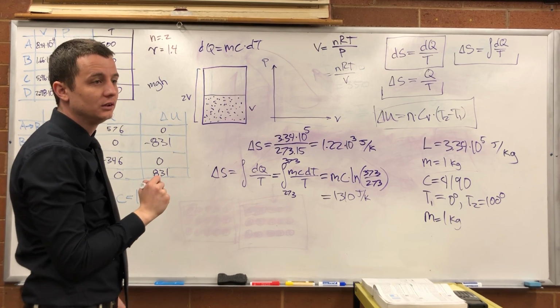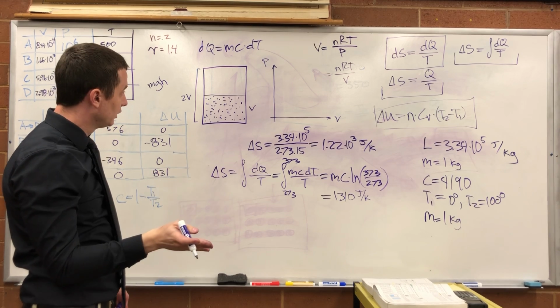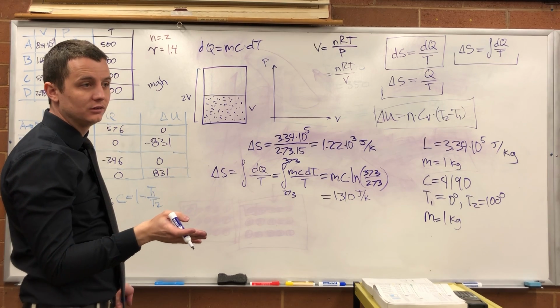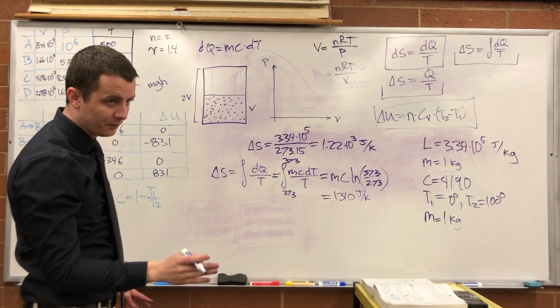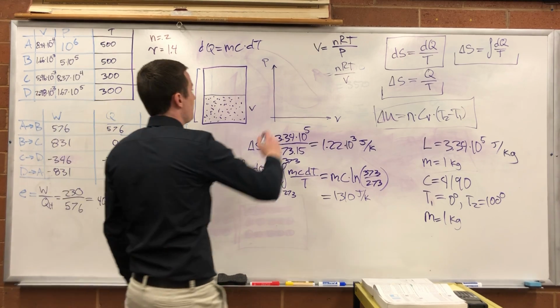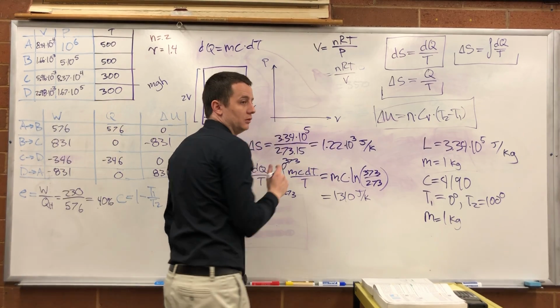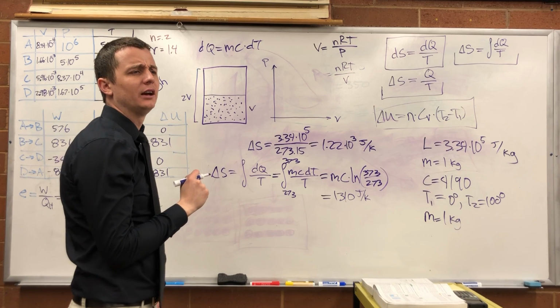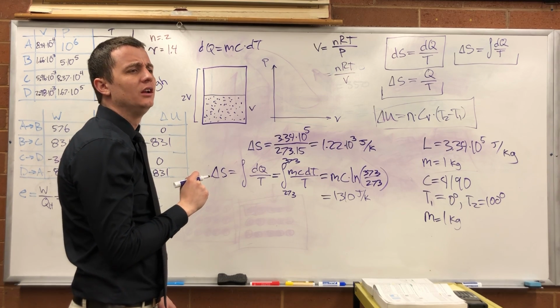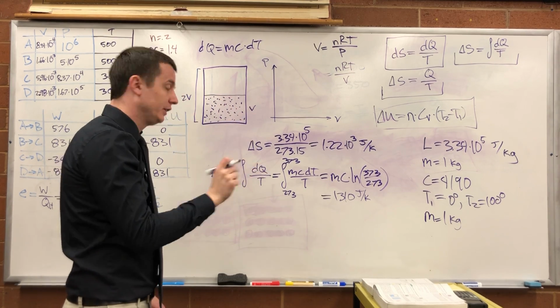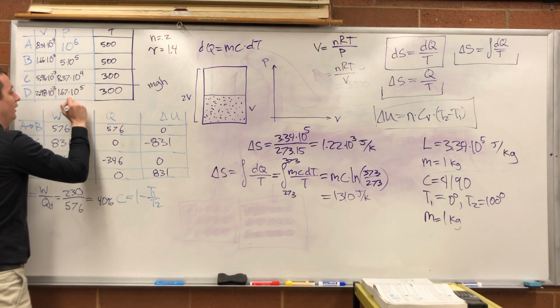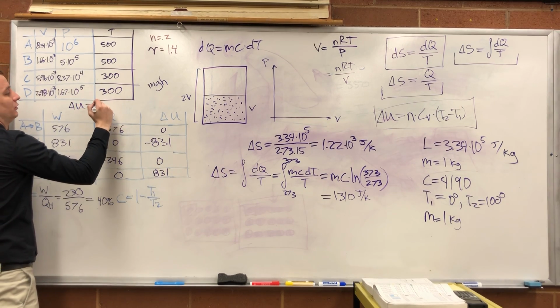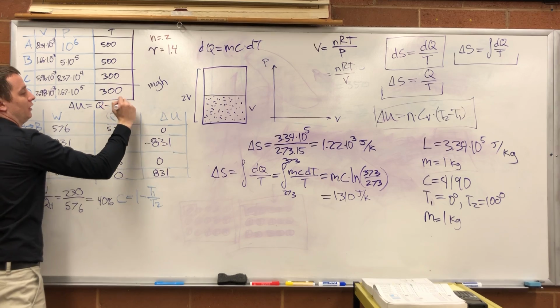Yeah, that makes sense. So the pressure can go down, that's fine. But the temperature cannot go down. Why? What's the connection between temperature and work? Temperature is a measure of internal energy, and delta U is equal to Q minus W.